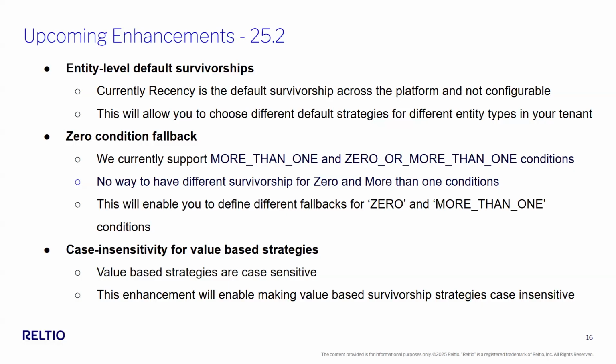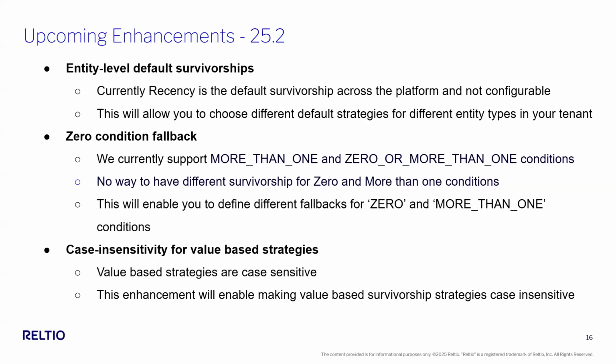So all the value-based strategies like max value, min value, value priority order, and all those things, right now, the values that are considered are case sensitive. Now assume that I want to define a value priority order. If the value is verified, it should win. Otherwise, unverified should win. Otherwise, unknown. So I have this priority order: verified, unverified, and unknown.